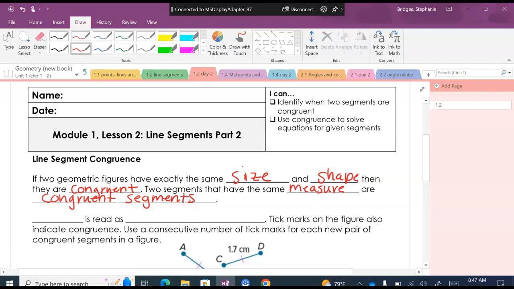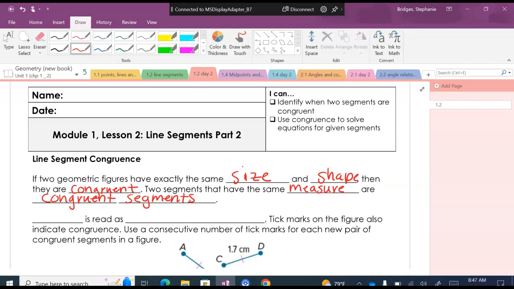Exactly the same size, exactly the same shape. For example, if I'm talking about these two markers here, would we be able to say that they are congruent? Are they exactly the same size and the same shape? They are. And these two are congruent. Would these two be congruent? No, not the same shape, almost the same size, but not the same shape, so therefore they can't be congruent. Congruent has to be exactly the same shape, same size. Does that make sense?